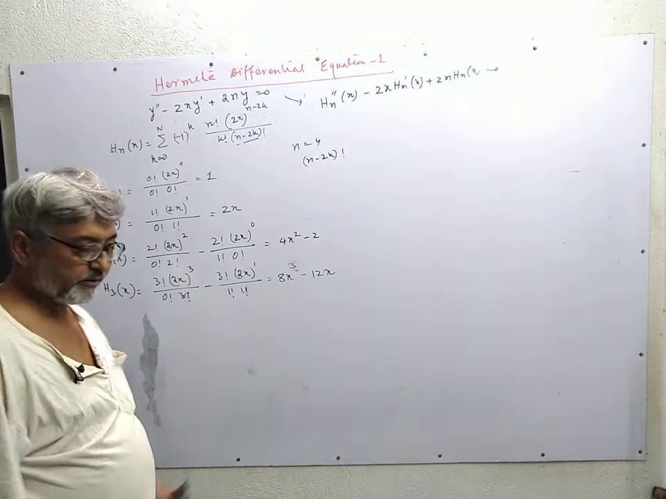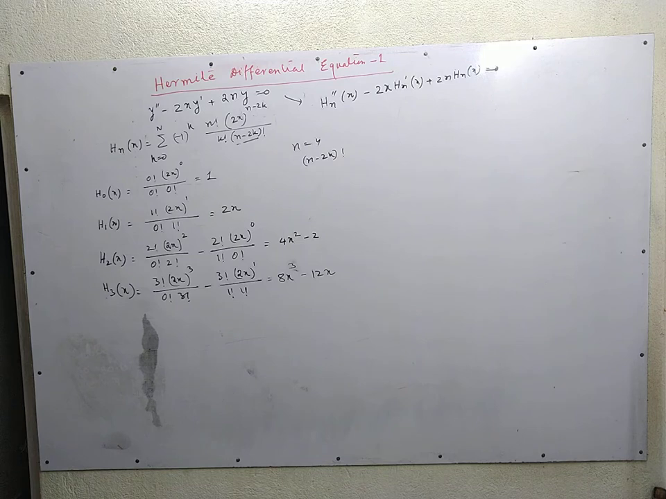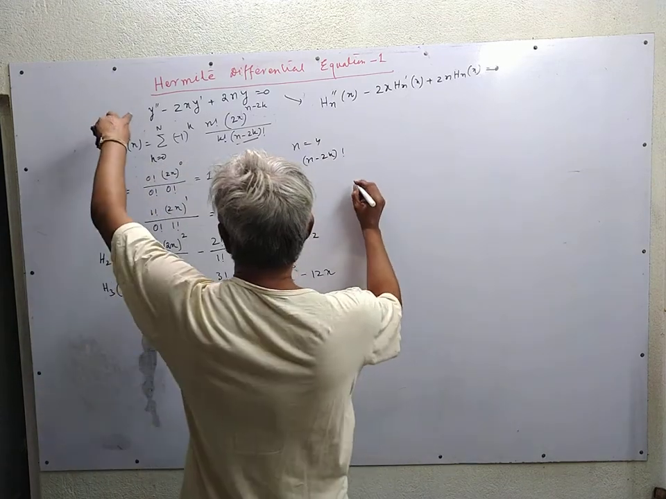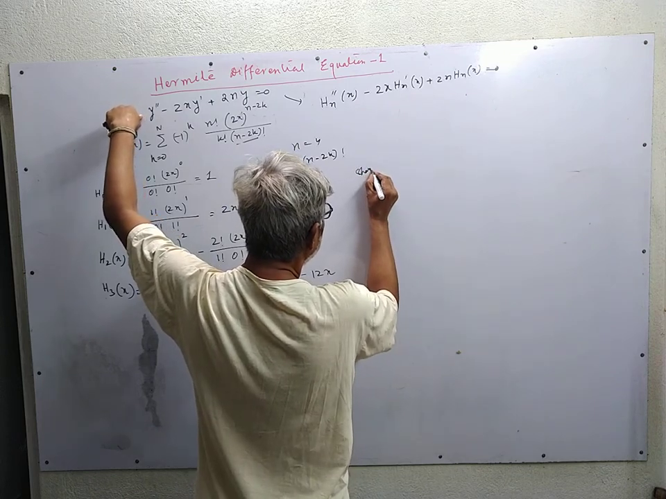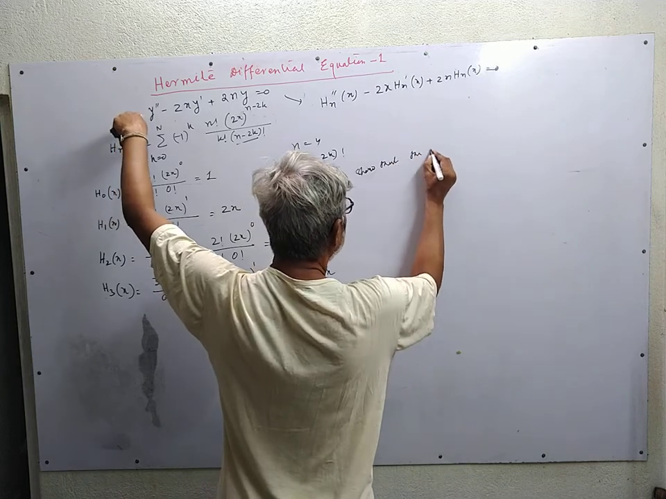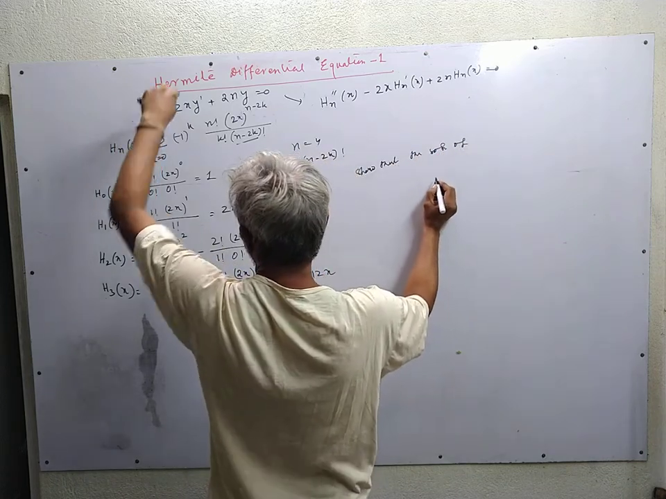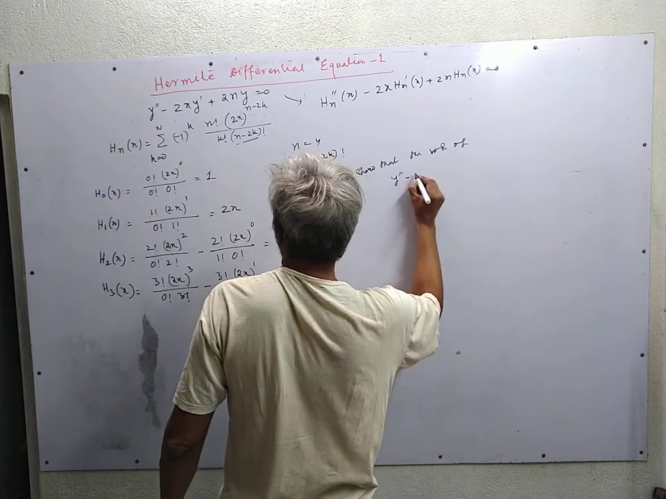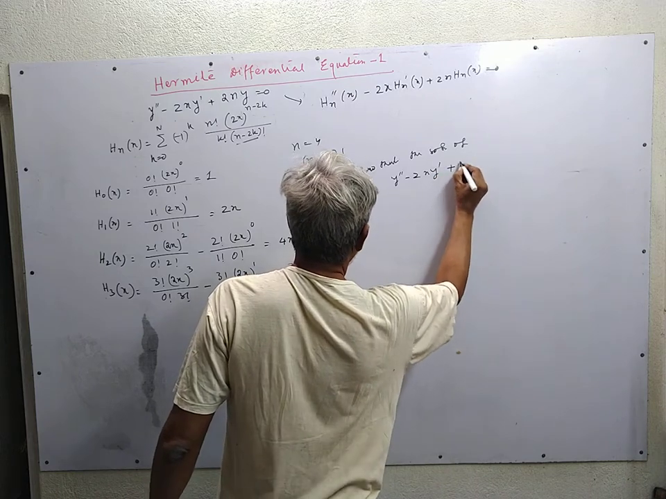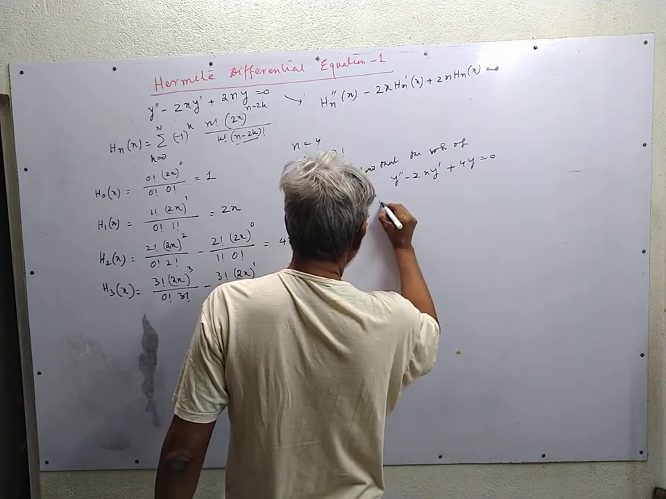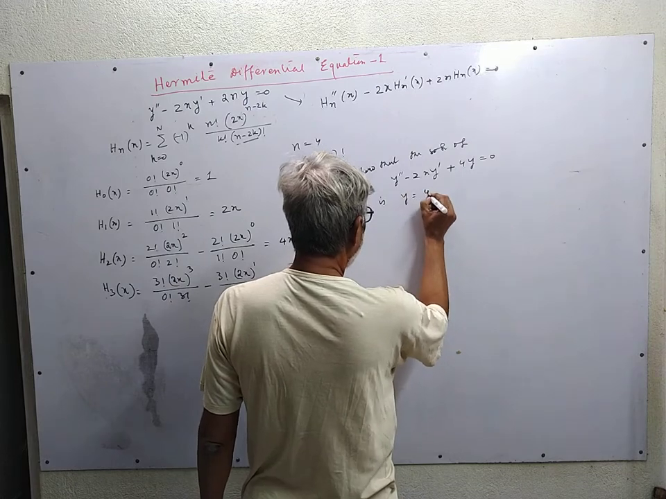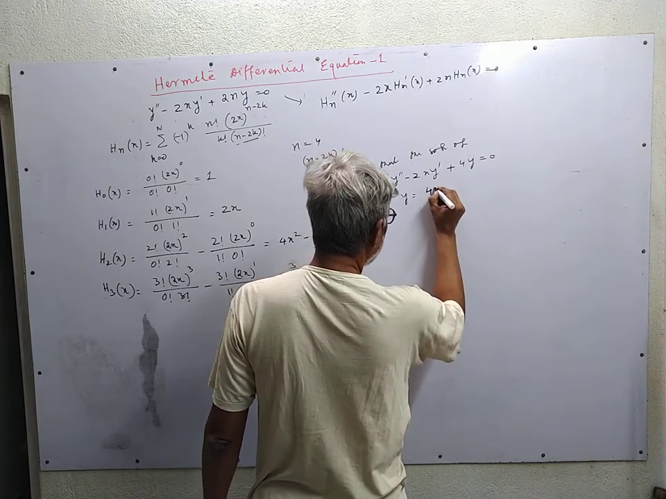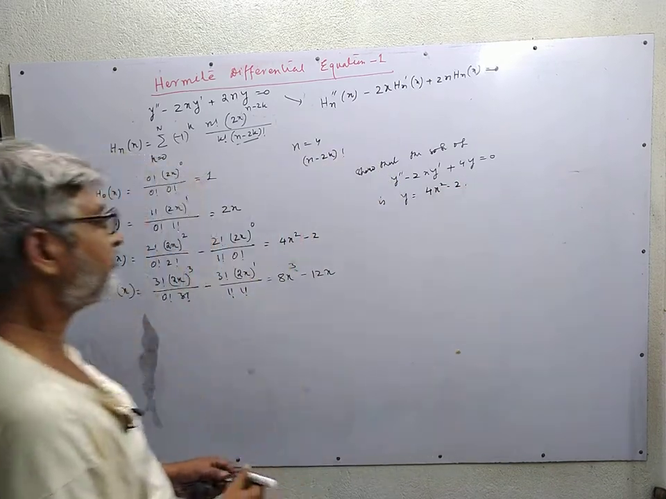And one can find out this expression. The homework is that you put, so that the solution of y double prime minus twice xy prime plus 4y is equal to 0 is, this is H2, y is equal to 4x square minus 2, apart from a constant.